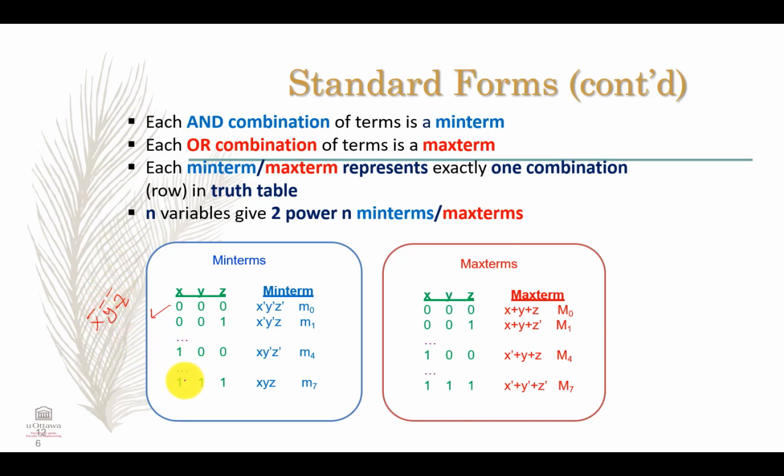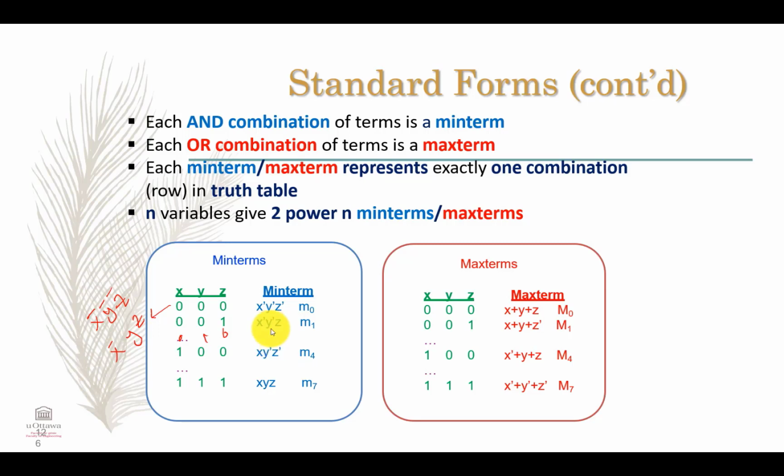And if I would like to refer to, let's suppose, 0, 1, 0, that means x should be in the complement format, y should be in the true format, and z should be in the complement format. So that will be equal to x prime, y, and z prime, okay? And this basically represents what? M2, okay? So how many minterms can I write? It basically depends on the number of possibilities in my truth table.